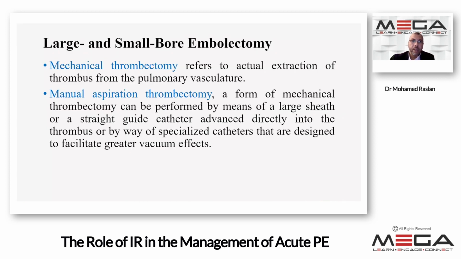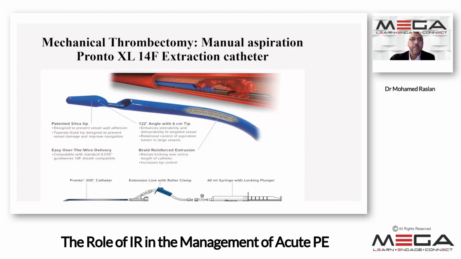So, comparison of the large and small bore embolectomy. Mechanical thrombectomy refers to actual extraction of thrombus from the pulmonary vasculature. Manual aspiration thrombectomy, a form of mechanical thrombectomy, can be performed by means of a large sheath or a straight guide catheter advanced directly into the thrombus, or by way of specialized catheters designed to facilitate greater vacuum effect. An example of this is the Bronto X large 14 French extraction catheter.